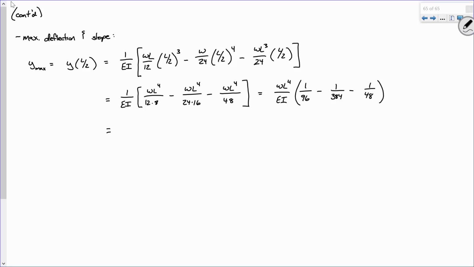Okay, all right. He got negative 5 over 384. Did anybody else get that? Yeah. Okay. It comes out negative, okay? In fact, it comes out to be negative 5 WL to the fourth over 384 EI. Does anybody have an idea why the answer came out negative?